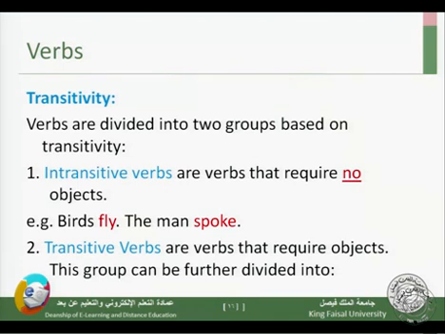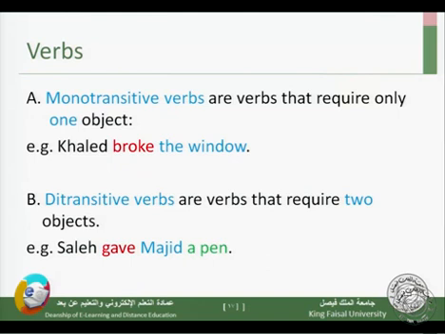The second type here is transitive verbs. Transitive verbs are verbs that require objects. As opposed to intransitive verbs, these require objects to form full sentences. We can further divide this group into two more types. The first type of transitive verbs are monotransitive verbs. Mono means one. So these verbs only require one object. One object is required for these verbs.